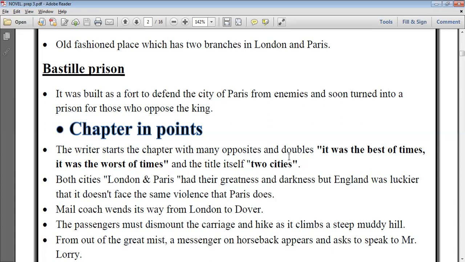Let's move to the character points. Just a quick review about these characters in small, short points, in order to give you a hint about each one in this novel.